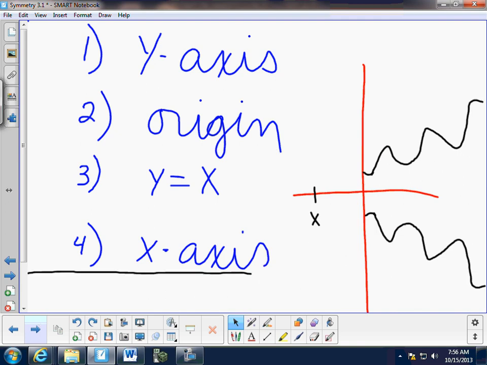If I was talking about x-axis symmetry, if I could take the smartboard and fold it in half, yeah, things would match up. Pick any point over here, go straight through the x-axis, you should see another point just like it on the other side. That's what symmetry means.